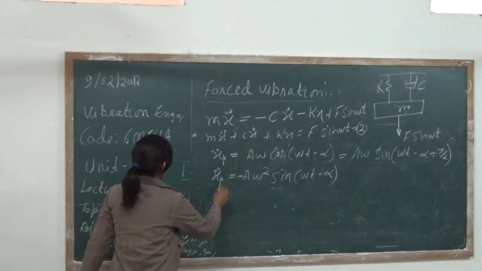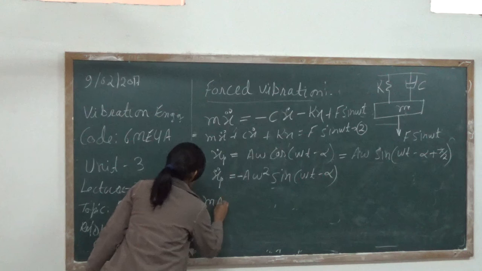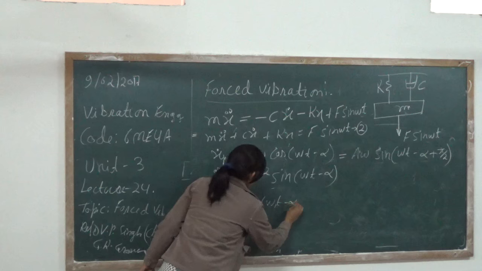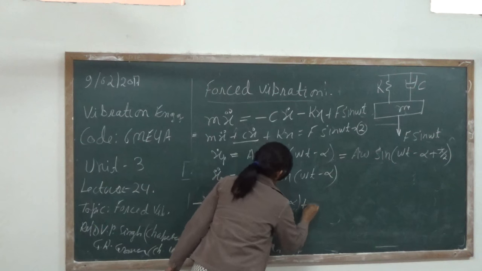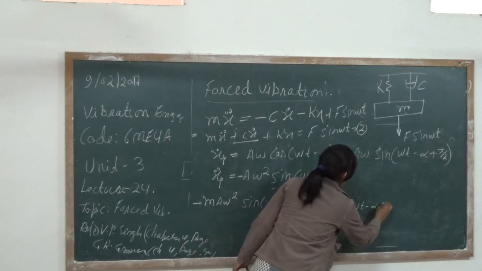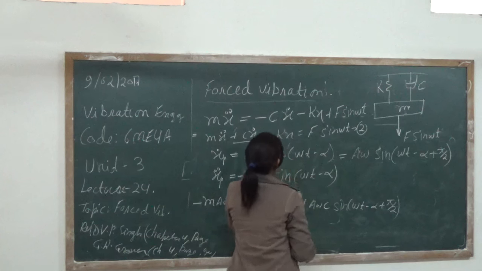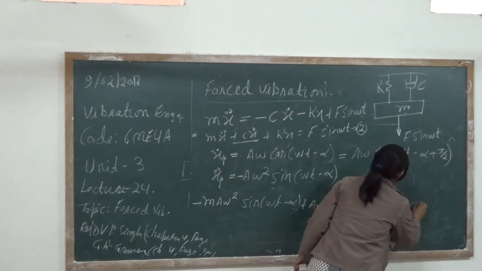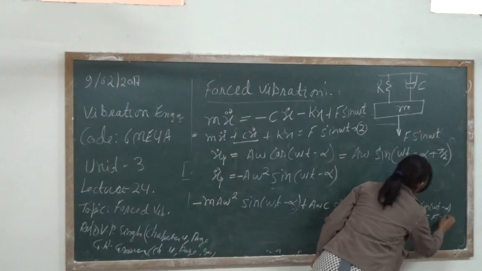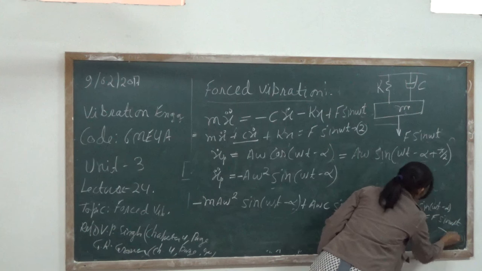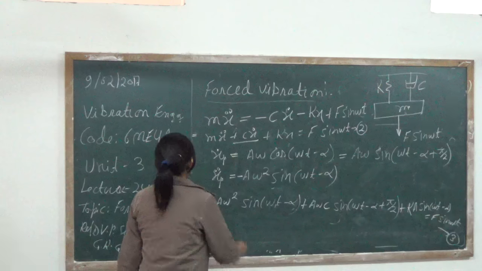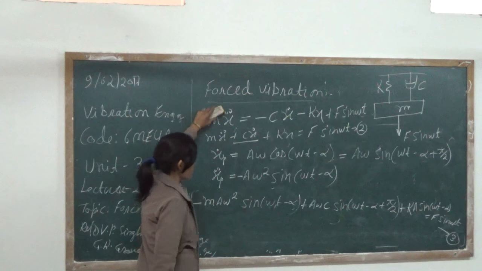Then what is the governing equation? The governing equation will be minus m A omega square sine omega t minus alpha plus A omega c sine omega t minus alpha plus pi by 2 plus k A sine omega t minus alpha equals F sine omega t. This is the governing equation of motion for the forced vibration.